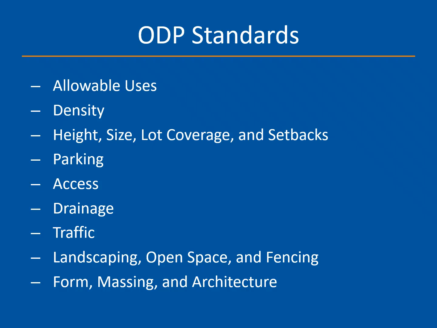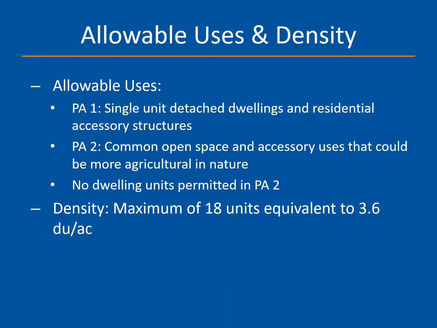In the spirit of providing high-quality development through a planned development, the project also proposes on-site parking and circulation, increased open space, on-site detention, and architectural and design standards not typical of single-unit neighborhoods. The allowable uses in Planning Area 1 include single-unit dwellings to match those permitted in base residential zones such as Residential 1. Planning Area 2 is intended as an extension of Planning Area 1 and is primarily reserved as open space with accessory uses that could be more agricultural in nature. No dwelling units are permitted in this part of the site.